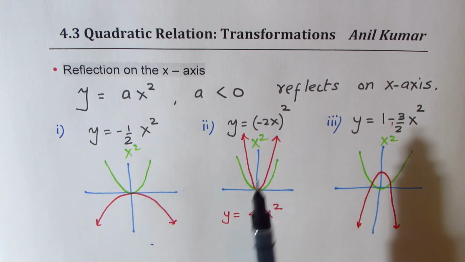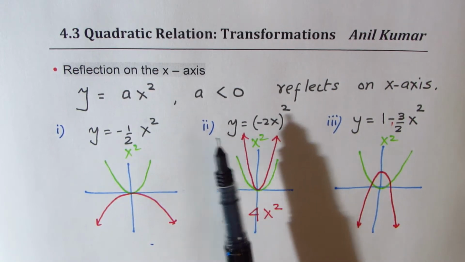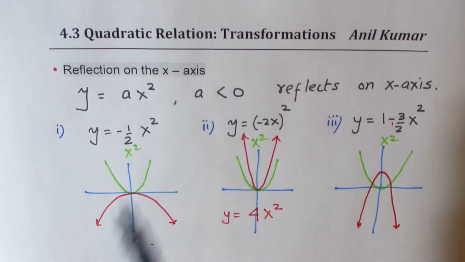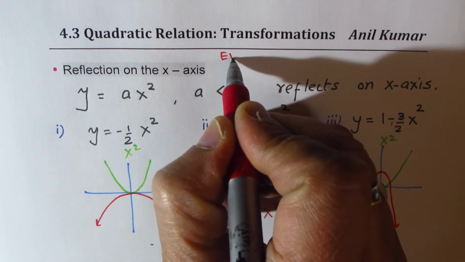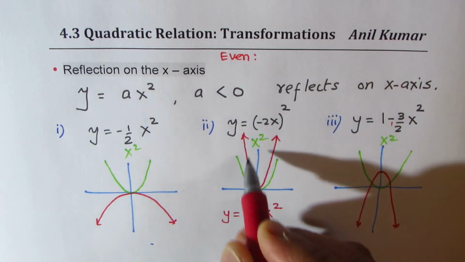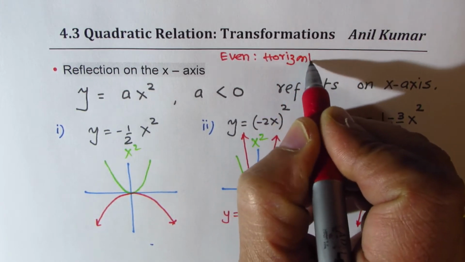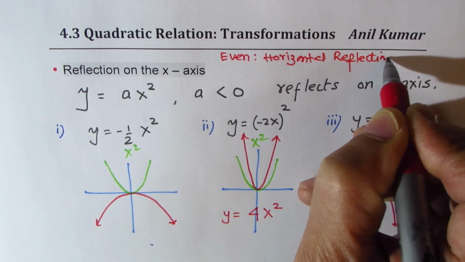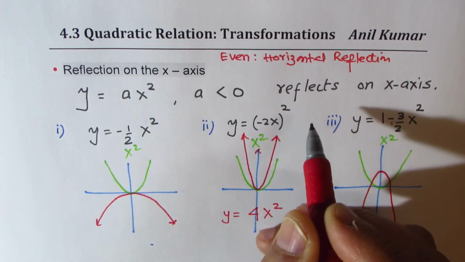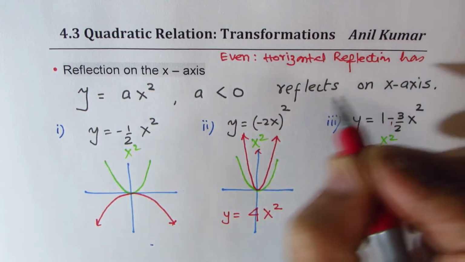What I wanted to really share with you is that if you have this minus within the bracket, we do not have any horizontal reflection, correct? Remember, even function, right? So this is even. We do not talk about horizontal reflection, that means on the y-axis. We don't talk about it. So horizontal reflection has no meaning.